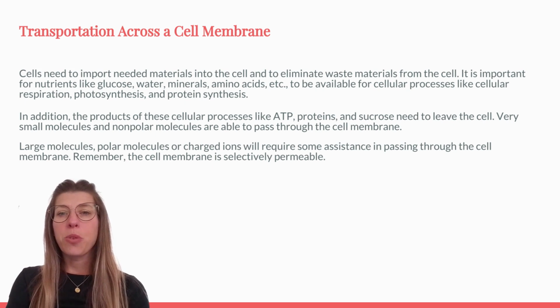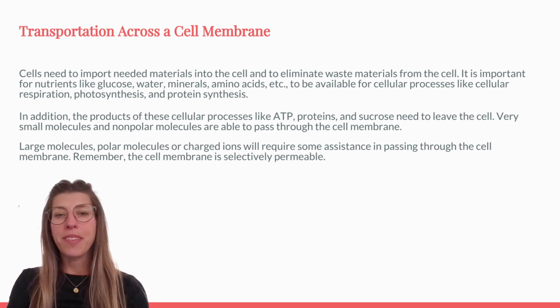In addition, the products of these cellular processes like ATP, proteins, and sucrose must leave the cell somehow. Very small molecules and nonpolar molecules are able to pass through the cell membrane. However, larger molecules or polar molecules or charged ions will actually need some assistance in passing through the cell membrane. Okay, it is selectively permeable.